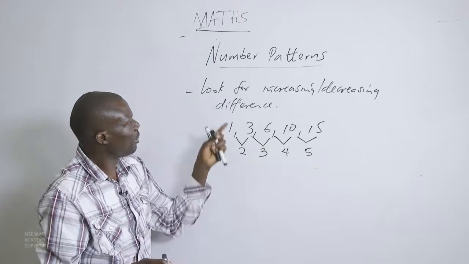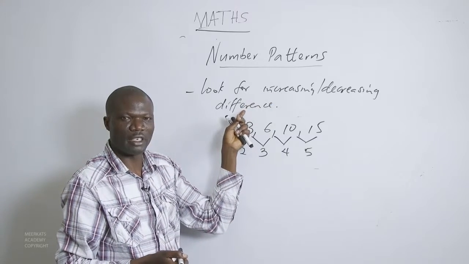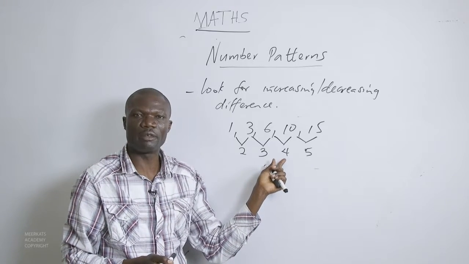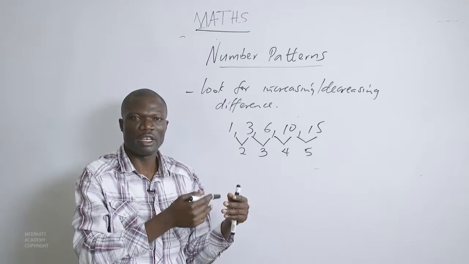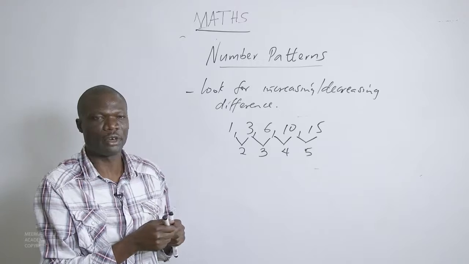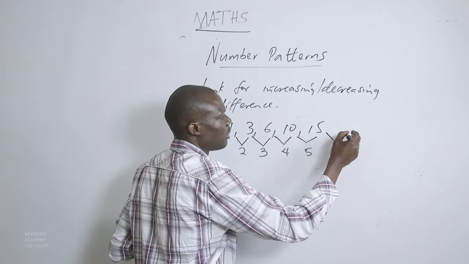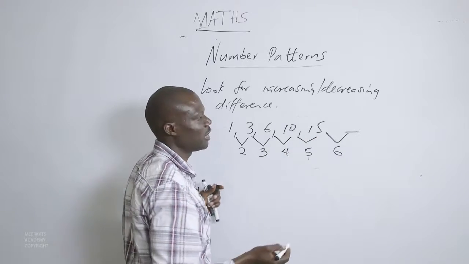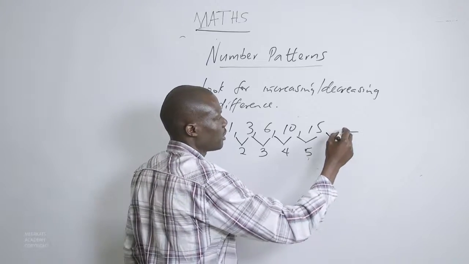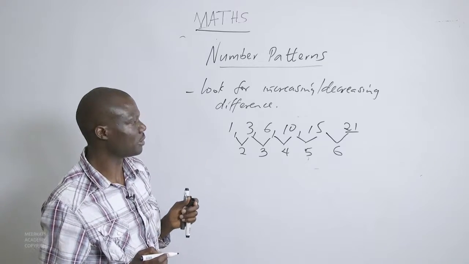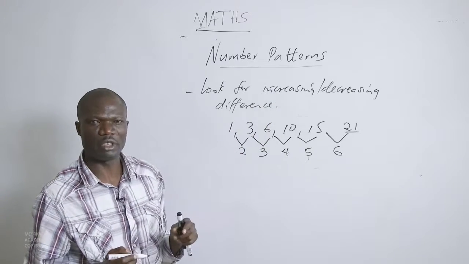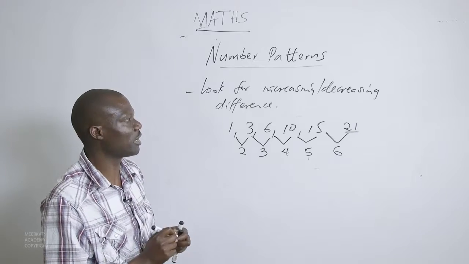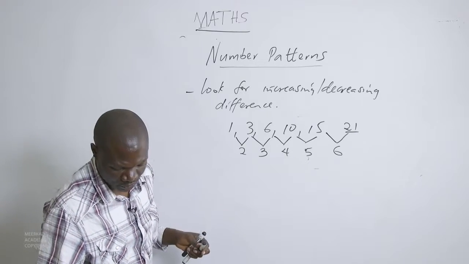So you realize that we are experiencing increasing difference. That is, we added 2, then we added 3, we added 4, and then we added 5. It keeps on increasing. That is how this pattern is found. So if somebody asked you for the next one here, definitely you'll have a 6. If you add 6 to 15, that will give us the next term, which is 21. So this is what we call increasing difference. It could also be a reducing difference. All of them fall under the category of increasing or decreasing difference.